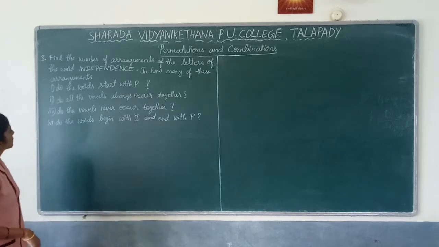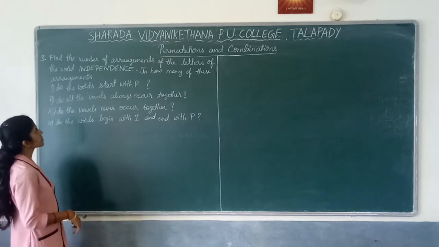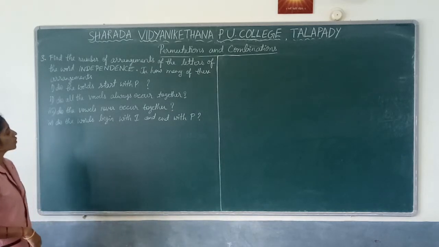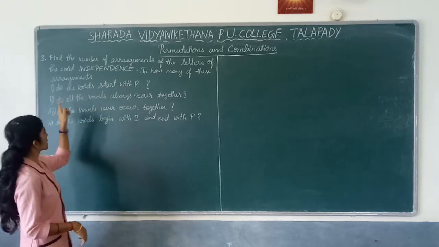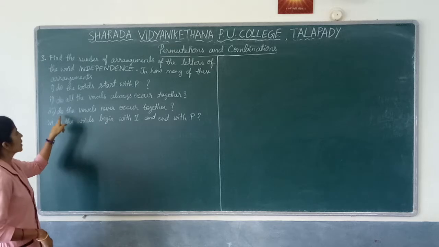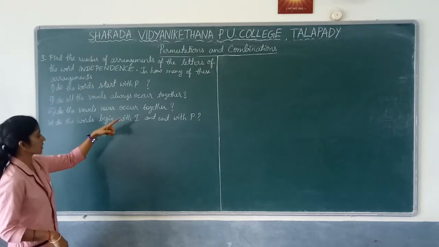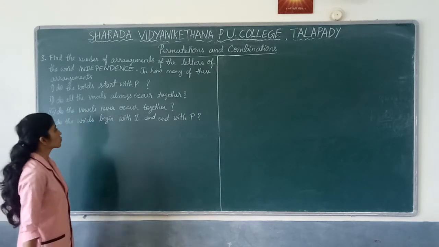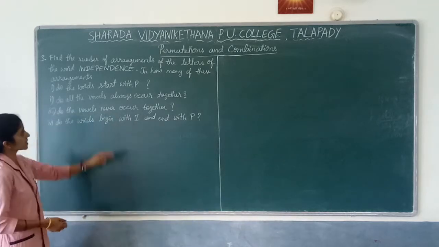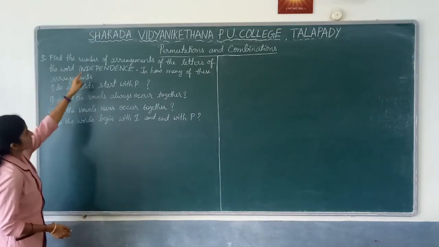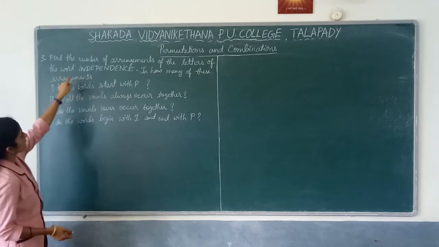Next problem. Find the number of arrangements of the letters of the word independence. In how many of these arrangements do the words start with P? The second one, do all the vowels occur together, and the third one, do the vowels never occur together, and the fourth one is, do the words begin with I and end with P. Okay, now first let us see the first question. What is that? Find the number of arrangements of the letters of the word independence.